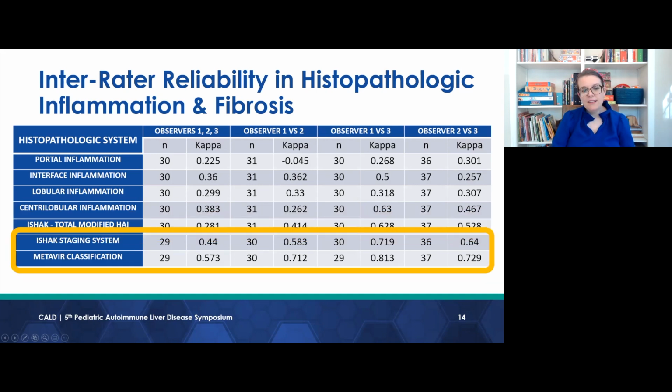And then you can see here that the Ishak staging system and the Metavir classification, when you look at all the observers, had some inter-rater reliability, but as you go to individual pairwise samples, these were higher. And so for the purposes of this study, observer 3 had the highest correlation with observer 1 as well as observer 2. And so those are the findings for the liver fibrosis staging that we used in this study.